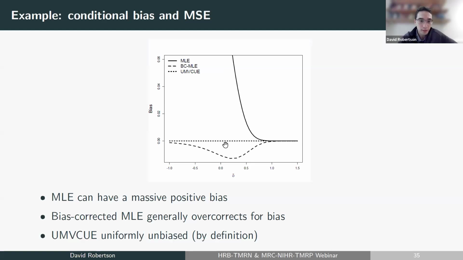The UMVCUE, this line on 0, is unbiased, and that's, by definition, something we know from theory. And just as another comparison, this bias-corrected MLE, which I mentioned earlier, doesn't remove the bias, but we can see it tends to have a smaller bias, particularly as delta gets below 0.5 or so. But it actually overcorrects for bias, and now it has a negative bias, although small.